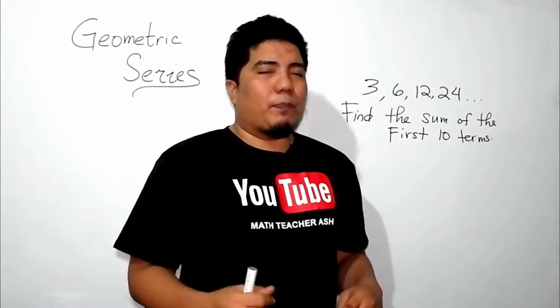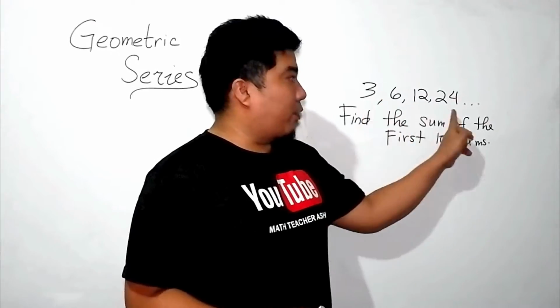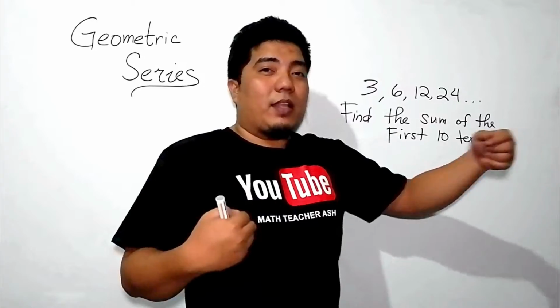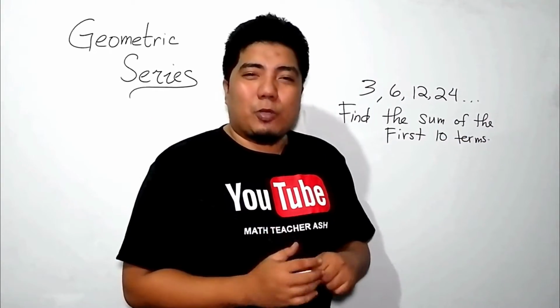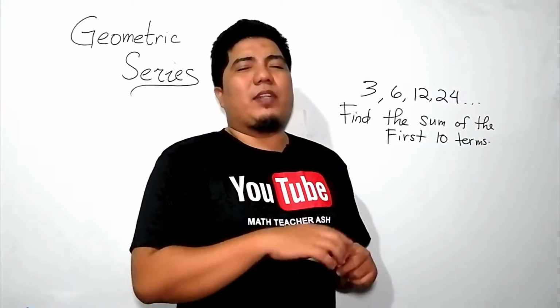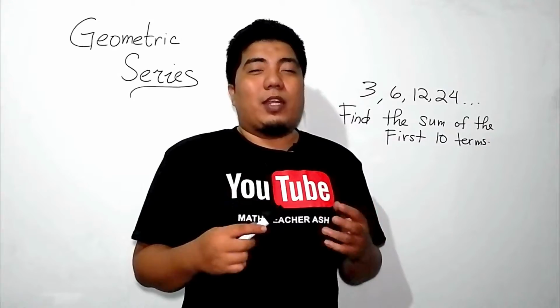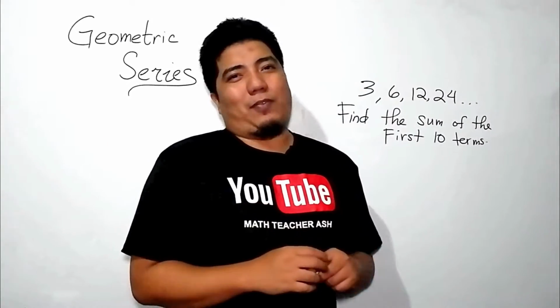Technically, there are two ways. The first is to name all the 10 terms. You have already the first 4 terms, and if you continue this until the 10th term, then you add all the terms, you have your geometric series. However, that will be very tiresome for you, right? So, what we do here is we tend to use another technique. What is the technique? We will use a formula.